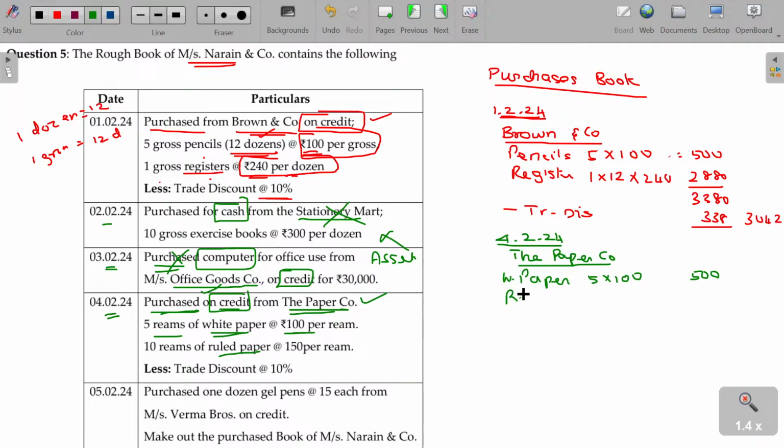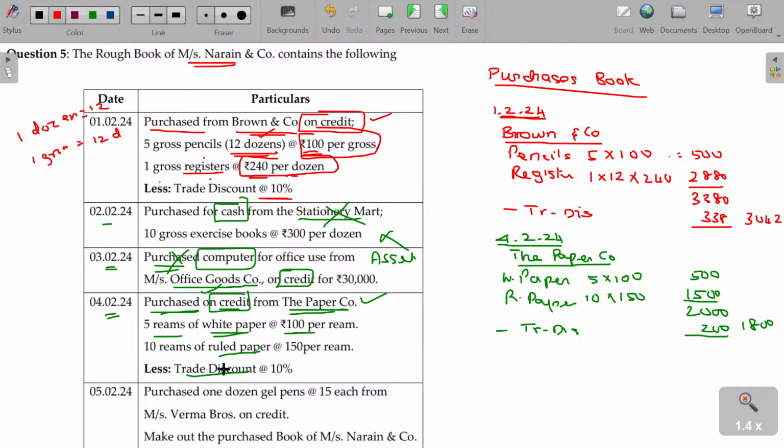Ruled paper, 10 reams at rupees 150 per ream. Then this value being 1500. Total 2000 rupees. Of course, there's a discount. Trade discount should be 10%, 200 rupees. The amount payable to them is 1800.